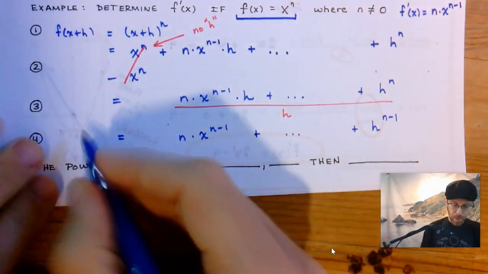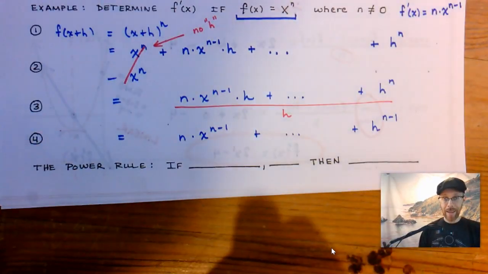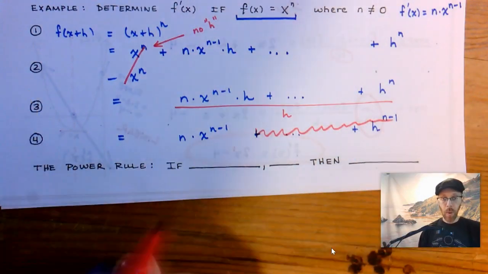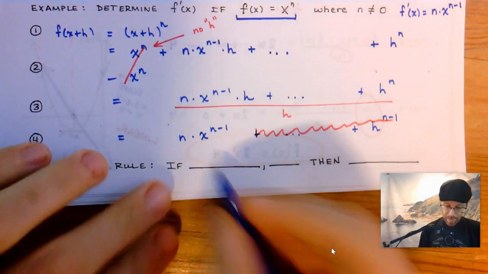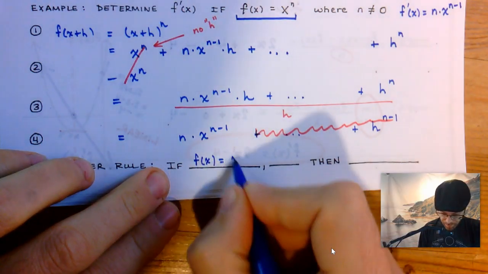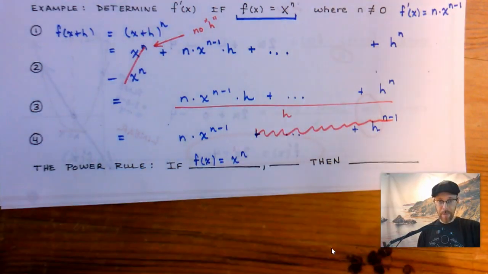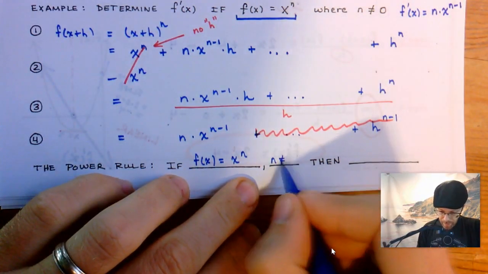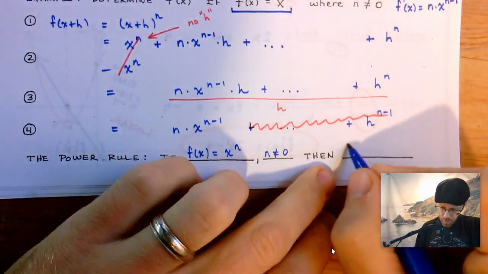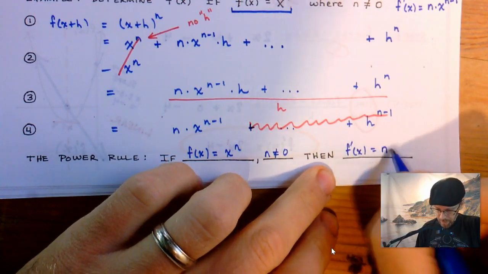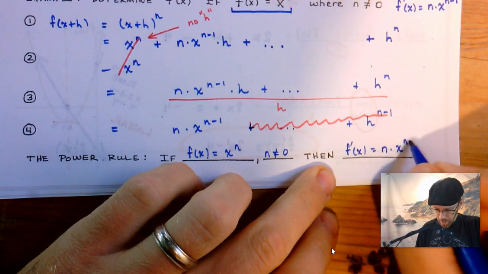The point is that when we take the limit as h goes to 0, all of these go away, and we're left with this fact. If a function is x to the n power, as long as n is not 0, bad things happen with 0, then the derivative will be n times x to the n minus 1.